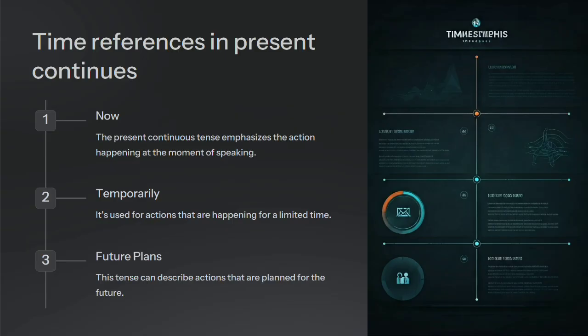And for temporary, it is used for actions that are happening for a limited time. You don't always learn, I don't know, English, okay? You just learn now, or for a few years you learn English and then you become a master, okay? Future plans. This tense can describe actions that are planned for the future. For example, I'm going on a trip next week. Okay? I plan for that. I plan for the trip. So I use present continuous. Next slide.